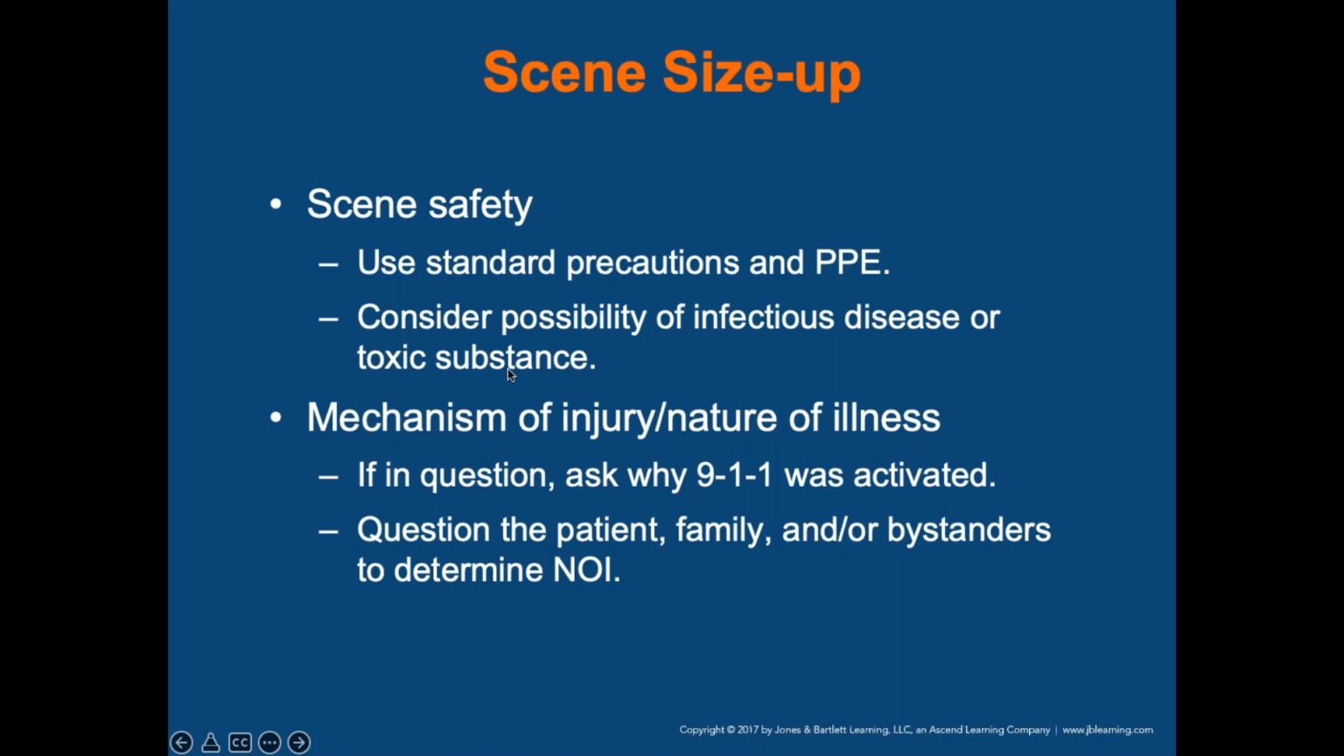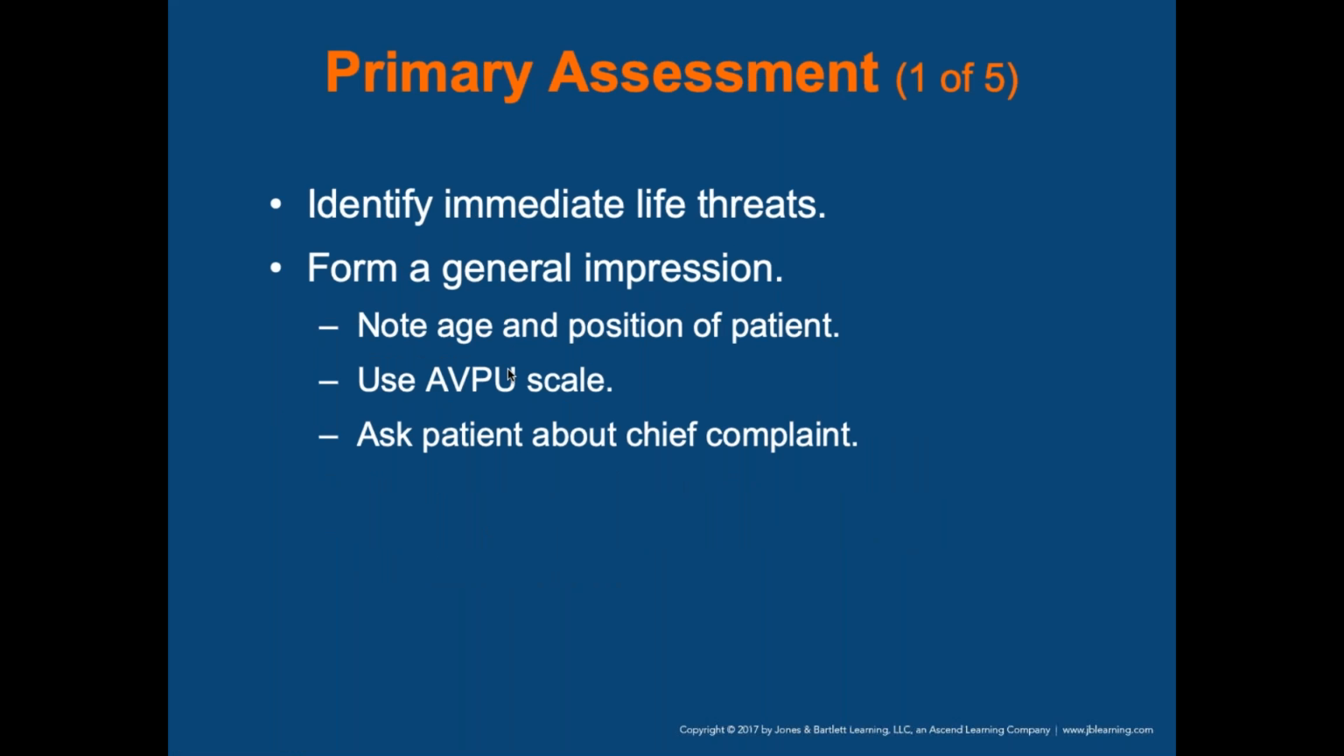All right, so identify immediate life threats. If you have a life threat, treat it. Okay, so airway, breathing, circulation, bleeding. Form a general impression, noting the age and position of the patient. Are they tripoding? Are they using accessory muscles? Are they lying down, sitting up, standing? Are they prone, supine, lateral, left or right lateral? These are all things you want to pay attention to. Utilize the AVPU scale, alert to unresponsive. You want to ask the patient about the chief complaint. What is going on today? Why are we here? What made you decide to call 911 today?